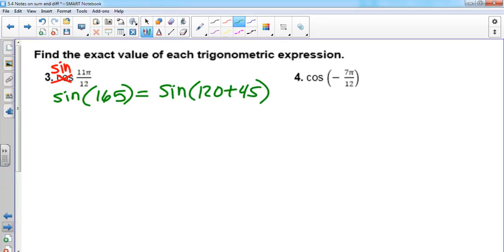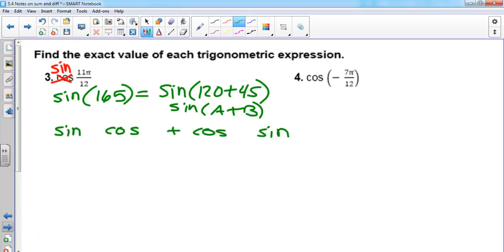That will work. So what does the rule look like for sine A plus B? Sine A plus B equals sine A cosine B plus cosine A sine B. I left blanks because I'm going to fill in the numbers. What numbers? 120 and 45. Is that what it says, guys? Sine A cosine B plus cosine A sine B? Did we get it right?